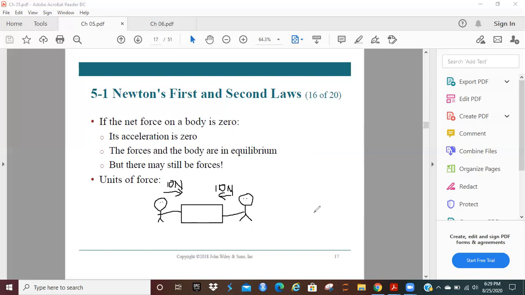It's not going to move because the forces cancel out. That's right. The net force is going to be 0 because the amount of force being presented this way is going to be equal to the amount of force presented in that direction.